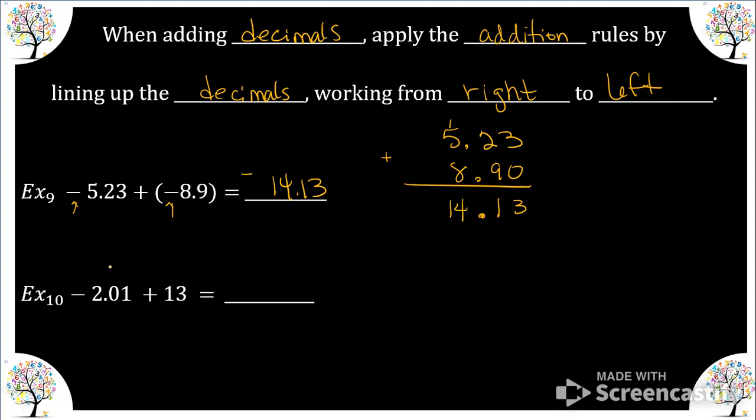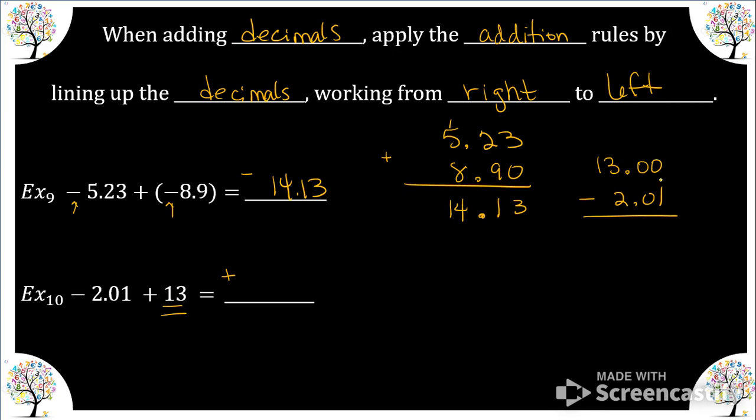Number 10, we have a negative added to a positive. So we're going to subtract and take the sign of the one we have more of. 13, I'm going to put on the top, 13.00. I'm subtracting because signs are different. My answer is going to be positive because we have more positives, so I can go ahead and establish that.